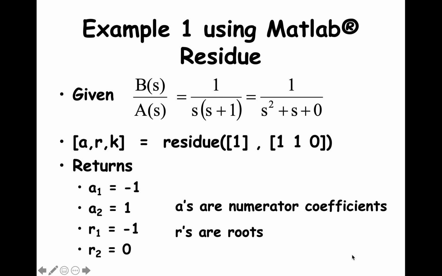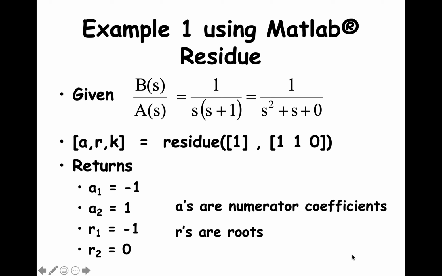If we redo example 1 using MATLAB, it is more convenient to write the numerator and denominator as polynomials. In this case, it is 1 over s squared plus s plus 0. The 0 is intentionally added to make sure that we don't forget that last term of the polynomial expression in the denominator. In MATLAB, we will type in [a,r,k] = residue([1],[1 1 0]). Make sure you write the expression correctly using the format shown here.